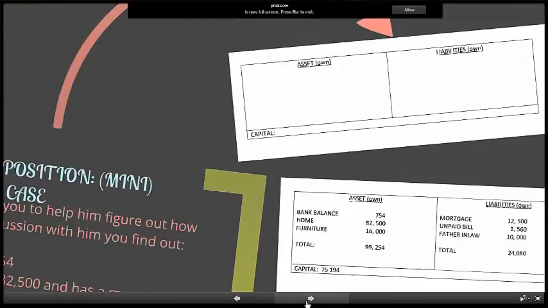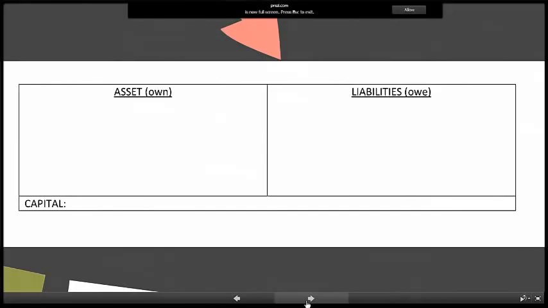I'd like you to make a chart like this right here, in which you list off the assets along with the monetary value, as well as the liabilities along with the monetary value, and using the accounting equation that I just showed you, figure out the capital. Again, please take the time that you need in order to complete this chart, and pause this video if you need to.